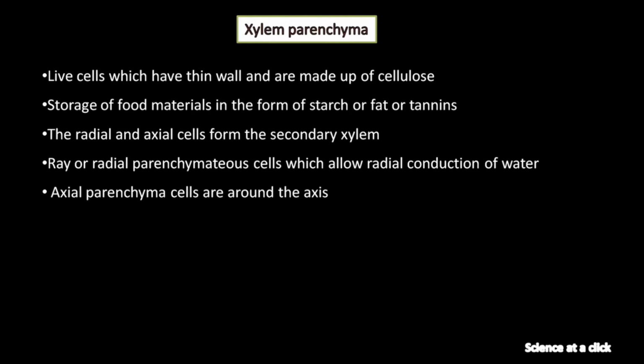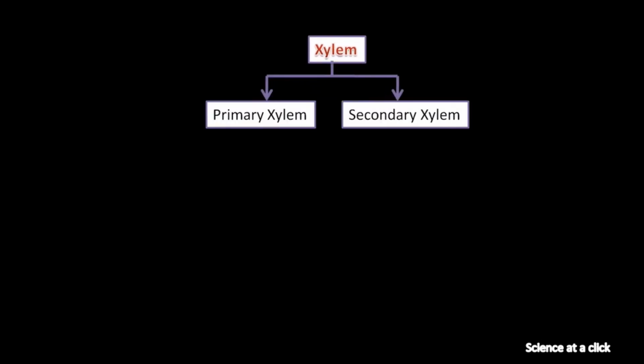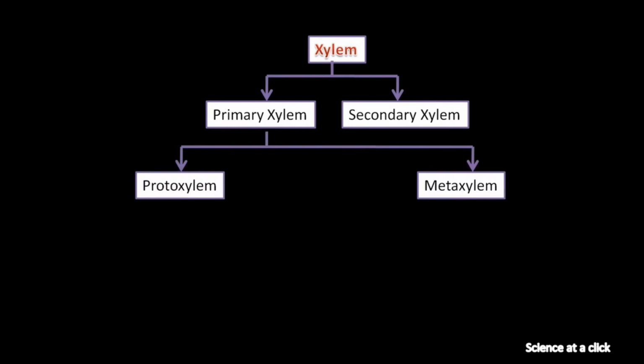So whatever we learned was what the xylem is composed of. Now we'll see which are the two types of xylem. The two types of xylem are primary xylem and secondary xylem. The secondary xylem we already studied, that is the radial and axial xylem. The primary xylem is protoxylem and metaxylem. The protoxylem is the first formed primary xylem and the later is the metaxylem.